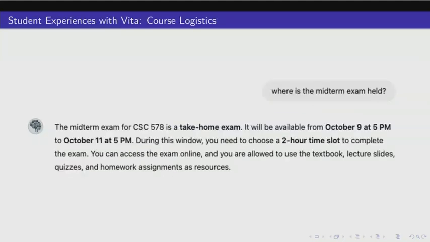Here, I share some experience my students had with Vita. My students asked Vita when the midterm exam is and where it is held. Vita answered the questions correctly. It told the students the exam for the course is take-home and will take 2 hours. You can pick a 2-hour time slot to finish the exam, and it is open book and open notes. Vita's answer literally follows my announcement and the course syllabus.